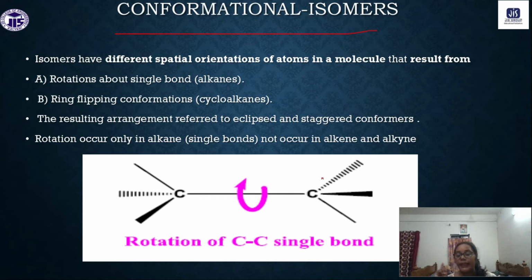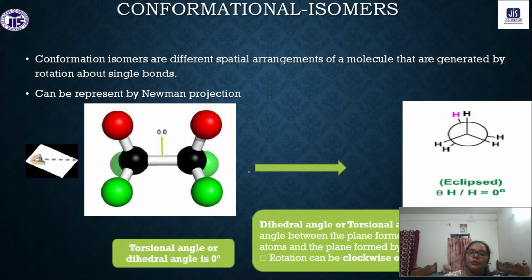Mind it, only the single bond will rotate, not the double bond, not the triple bond. Only the rotation of a single bond will take place, and that will give different conformational isomers. Like for the Newman projection, what will happen? This carbon is constant, the pointed carbon. This is the C1 carbon, and this is the C2 carbon.